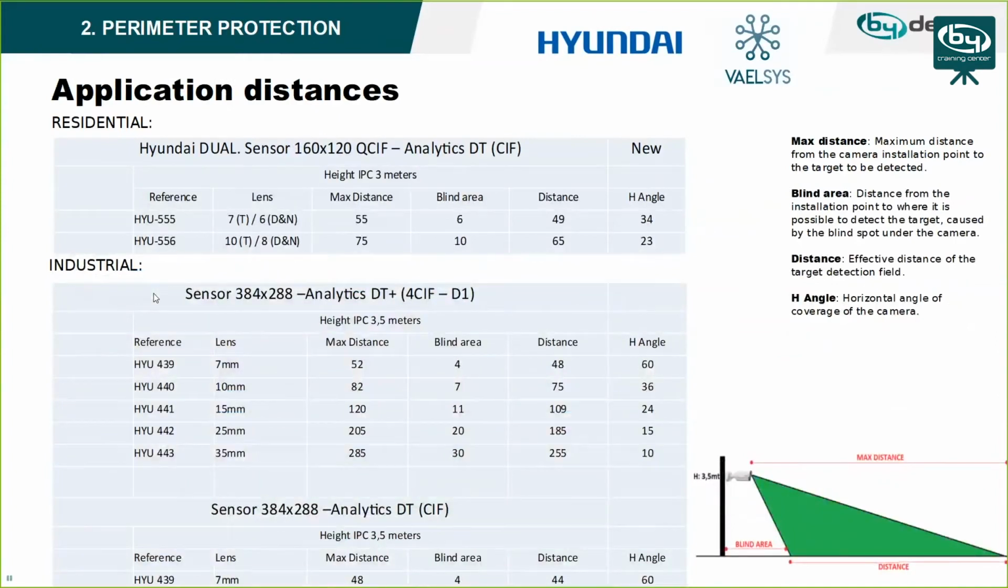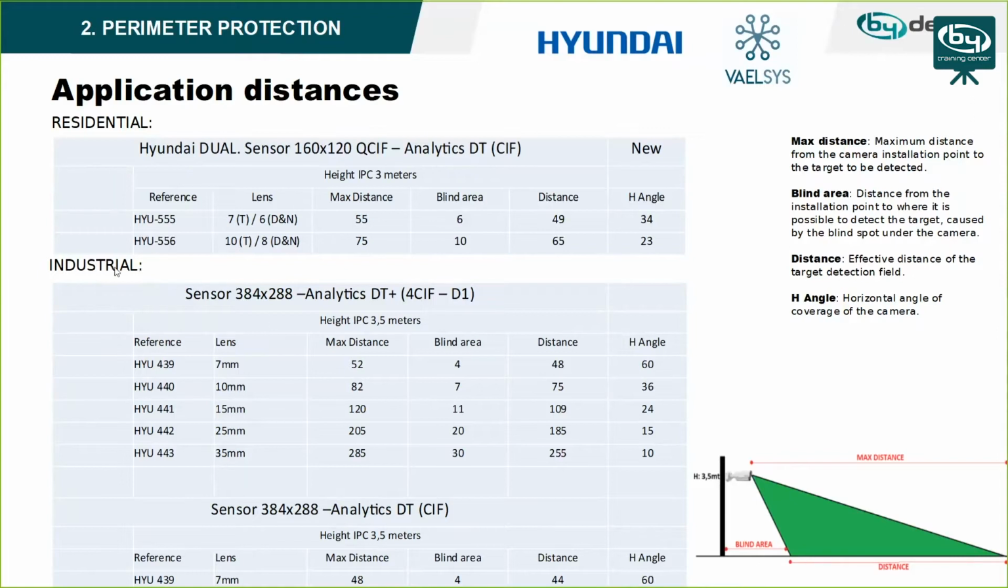On this slide, we can see some application distances. So, for example, for residential, if you're using a certain model like HYU 555, you can see what the maximum distance is, what the effective distance of the target detection field is, and you can see at what angle you would have to position this device and what height. So the height would be around 3.5 meters, and you can see on this graph here on the right side what area would be the blind area and what the distance is.